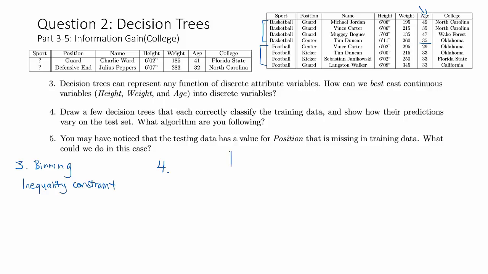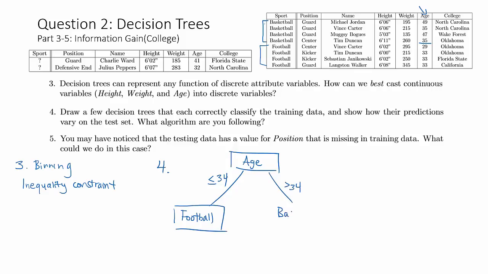And so we can create a decision stump over the age feature, where if your age is less than or equal to 34, we'll classify the input as a football player. Otherwise, if it's greater than 34, we'll classify the player as a basketball player. So based on this decision stump, we can classify the two test samples that we have. Let's start with Charlie Ward. Charlie is 41 years old, so he'll take the right branch and we'll label him as a basketball player.